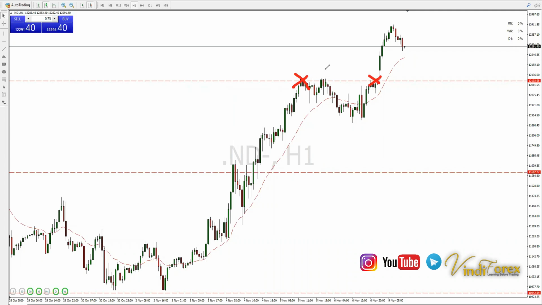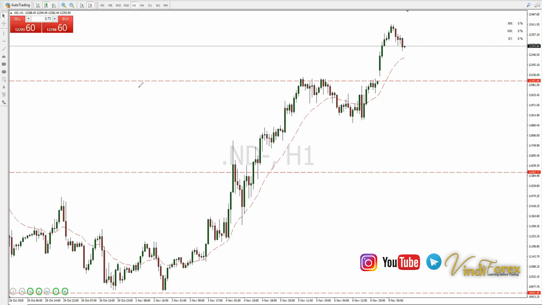So now that I have these areas, step one is done. Remember, step one was to draw the horizontal support and resistance. Okay, step one is done. Now we can move to step two. Remember, our main goal is to merge structures, to combine the horizontal support and resistance together with the trend line and together with the moving average.